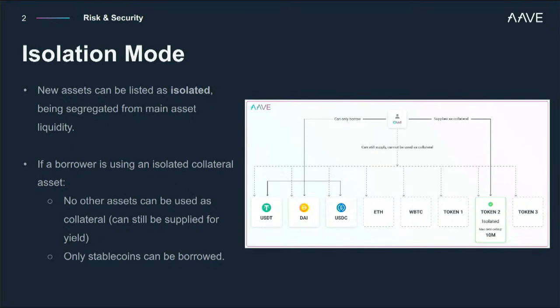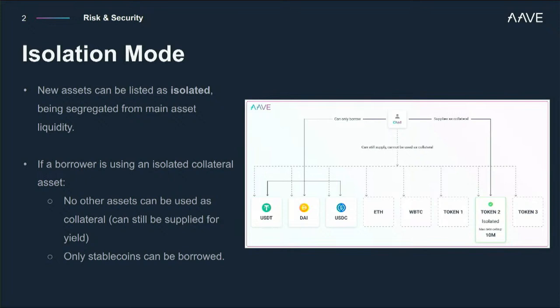When an asset is listed as isolated, you can only use this asset as collateral by itself. You will only be able to borrow stablecoins against it. Also, the isolated asset has a debt ceiling, so the user can only borrow up to a certain amount of stablecoins using this isolated asset.